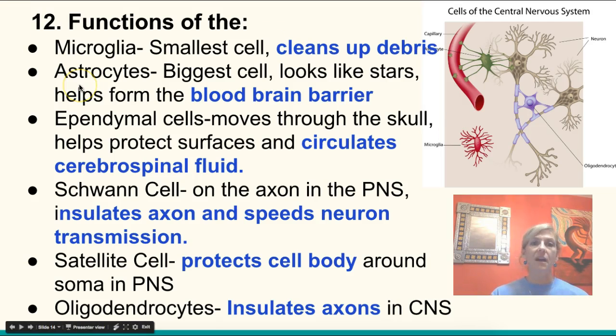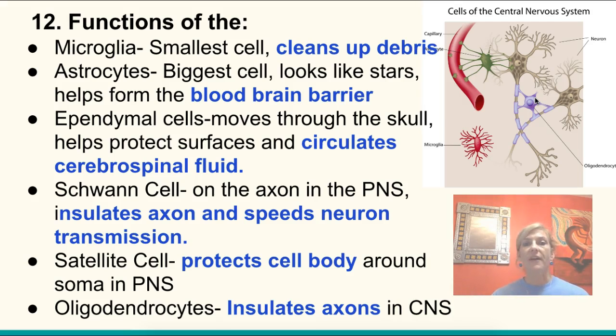Astrocytes, astro, star, so these are the largest of all of the cells. Here you see it anchoring the neuron to the blood supply, to the capillaries. So anything blood related, nutrients, the word blood, the word capillary, blood-brain barrier, any of those words you want to associate with the astrocytes. Ependymal cells I don't see in this picture, but they line the brain and the spinal cord, and they have cilia on them, so the cilia move to help circulate the cerebrospinal fluid.